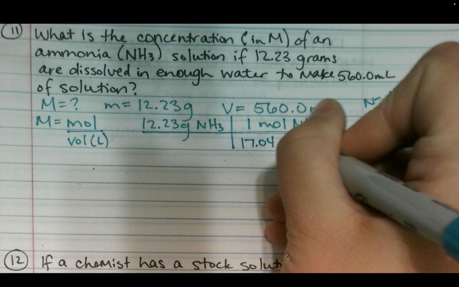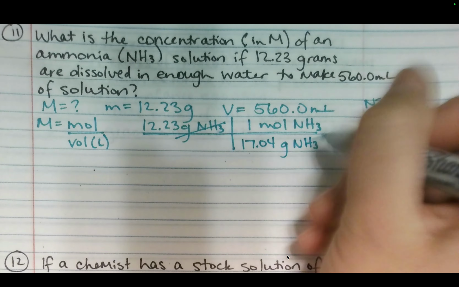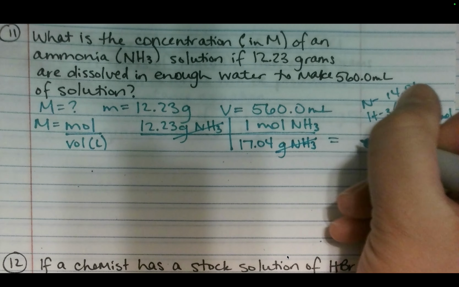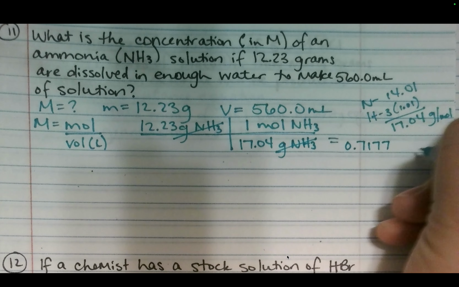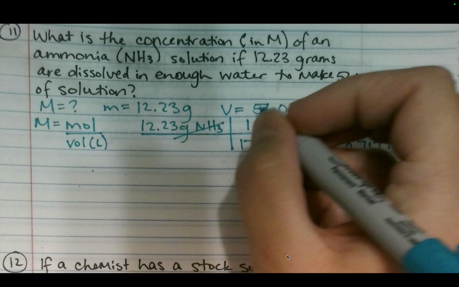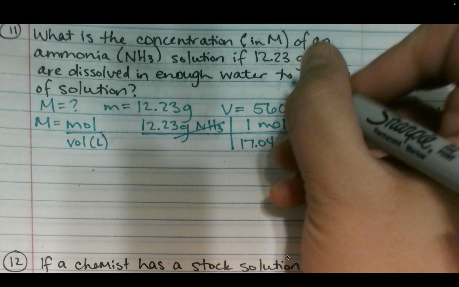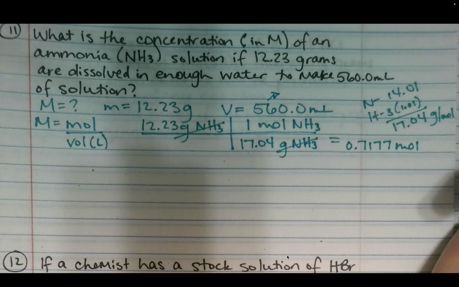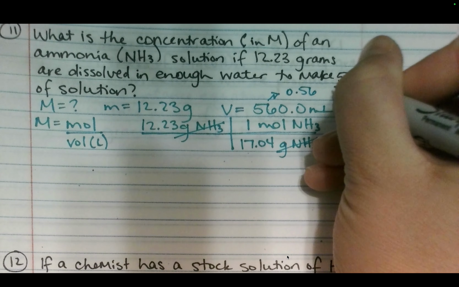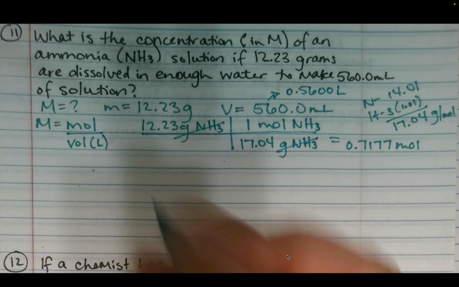17.04 grams is 1 mole. Grams of NH3 will cancel. And I'll be given 0.7177 moles. Okay, got that? And then I need to convert this to liters. If you need to write this out the long way, please do. But very simply, move the decimal 3 places, 0.5600 liters. And then I'll plug those values into my molarity equation.